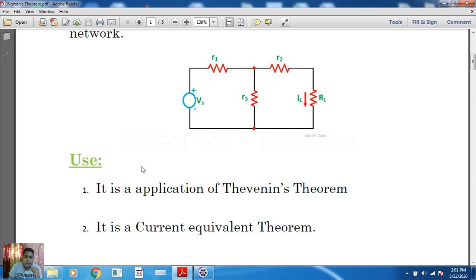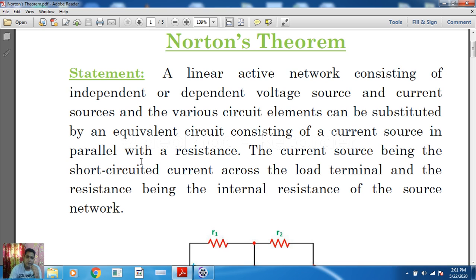I have written over there, it is an application of Thevenin's theorem. Number two, it is a current equivalent theorem. If we remember the previous one, the Thevenin's theorem, there we studied that it is a voltage equivalent theorem. But here I am telling you that Norton's theorem is a current equivalent theorem.